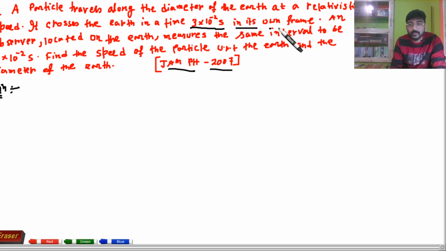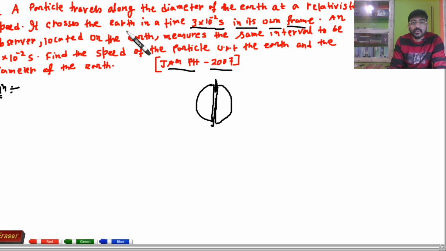So this statement is very useful. It crosses the earth in a time. The particle travels along the diameter of the earth like this. Suppose there is a path along the diameter, so the particle is moving along this direction, along this path, along this diameter.